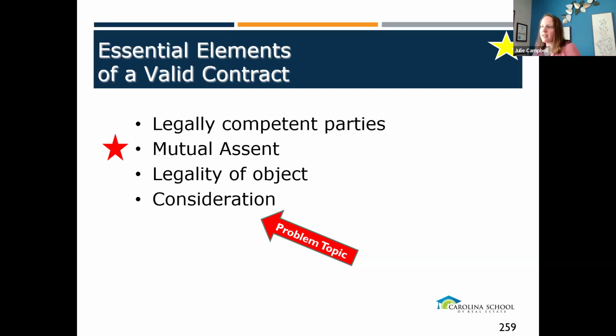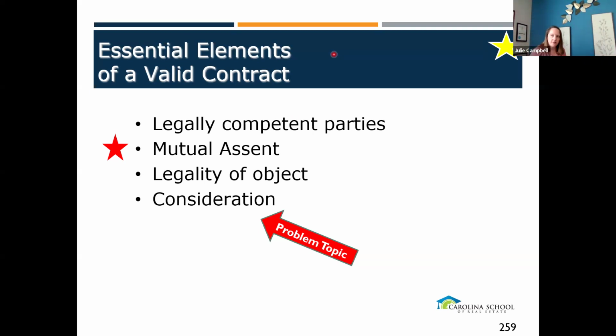Legality of object, again, you cannot have a legally binding contract for an ill purpose. Any acts of discrimination would make a sales contract illegal. Forgery would make a sales contract illegal. You've got to have legality of object.